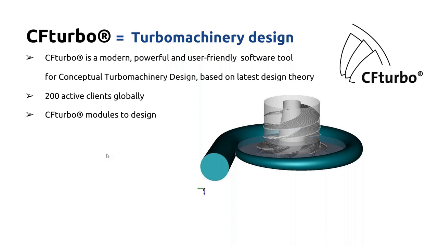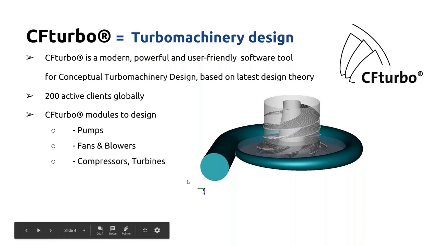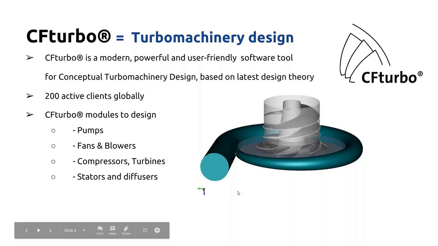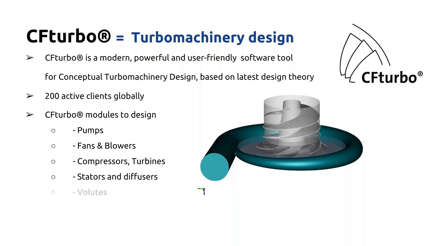We offer CFturbo, which can be used with different models that have been implemented to design pumps, both radial as well as axial, fans and blowers, again radial and axial, compressors, turbines, and of course the other components which are necessary to complete the stage, which are stators and diffusers, plus the volutes.